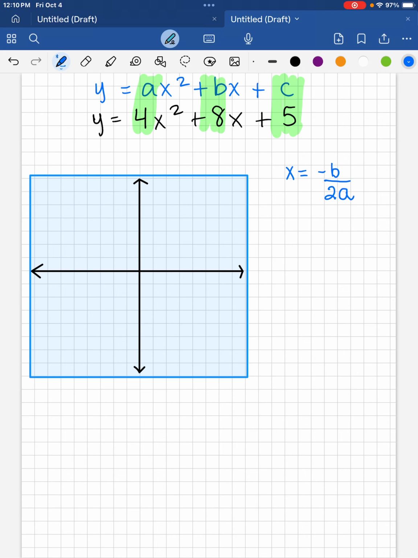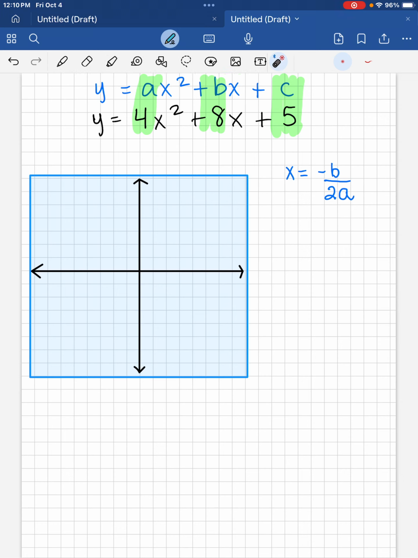And you notice I have a, that's the 4 that you see here. And I have b right here, that's 8. So if I plug those two in, I'm going to get the x value of the maximum or the minimum of this graph. Now, a is positive, so we're talking about a minimum. This graph is not flipped down. There's no negative there. So we are going to have a minimum, and we will be finding the x value of the minimum. In addition, this will also give us the x value of the line of symmetry.